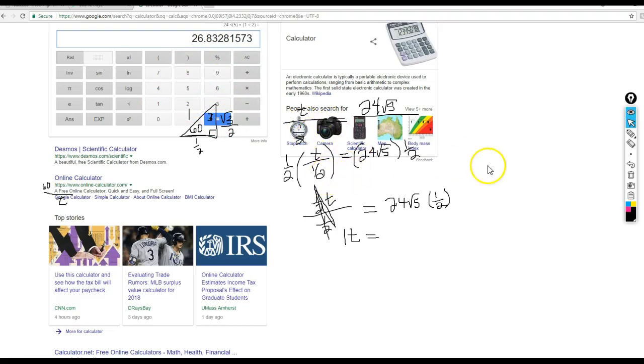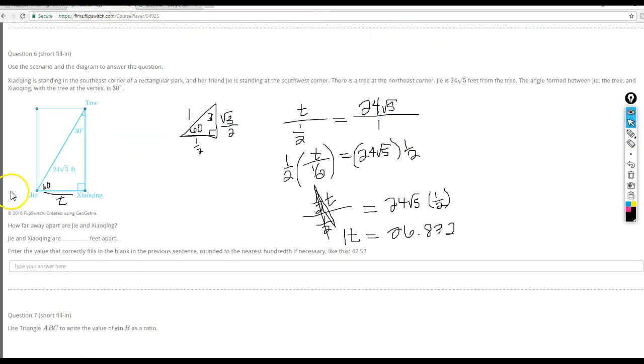That's going to equal 26.83. And I'm going to go to the thousandths because I believe they want it to the hundredth. Yep, nearest hundredth. So then I look at the thousandths and I ask myself, is this a 4 or lower or a 5 or higher? And it's a 2, so it's lower than 4. So that 3 stays the same. So the distance between Xi and Zhaoqing is equal to 26.83 feet.